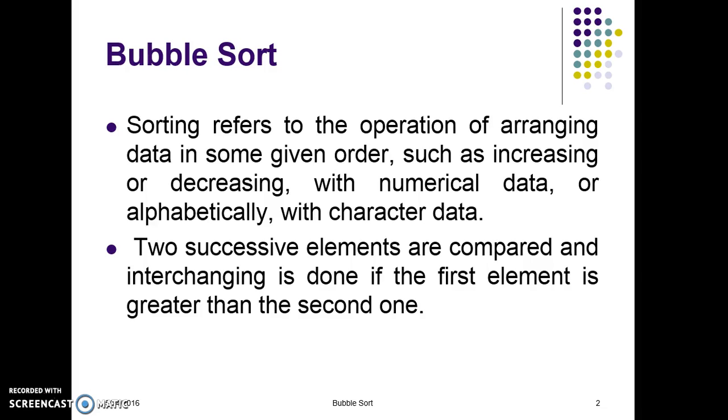Now I'm going to explain bubble sort, how it works on a particular array. First, we have to compare two successive elements in an array. If the first element is greater than the second one, then we need to swap the first element with the second element. This is the basic concept of bubble sort.